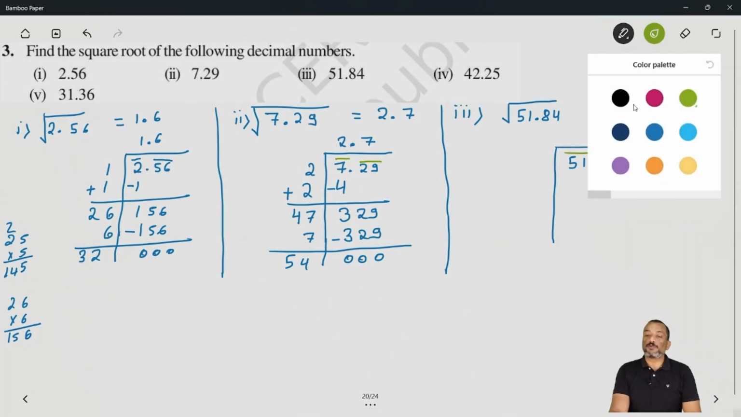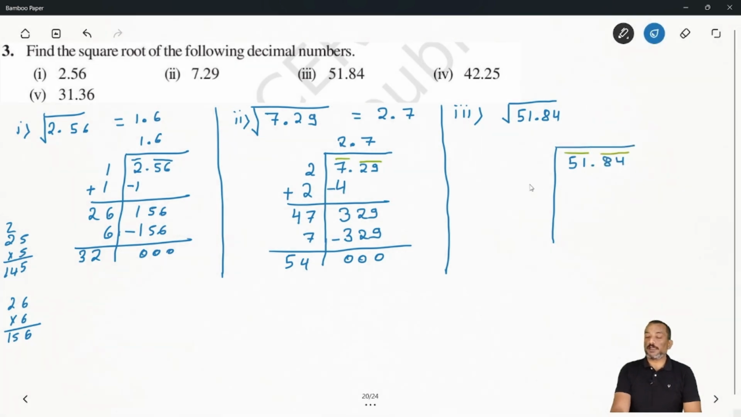Now before 51 we see which number is a perfect square. Before 51, the perfect square of 7 is 49. We can take 7, so 7 times. 7 we add, and the perfect square of 7 is 49. Now this adds and this subtracts. So how much do you get? This is 14 and here you get 2. Now, to bring down 84 from the dividend, we have to put a decimal here.